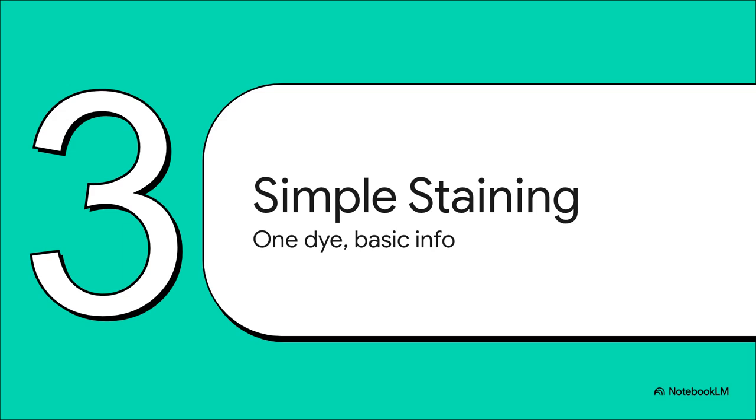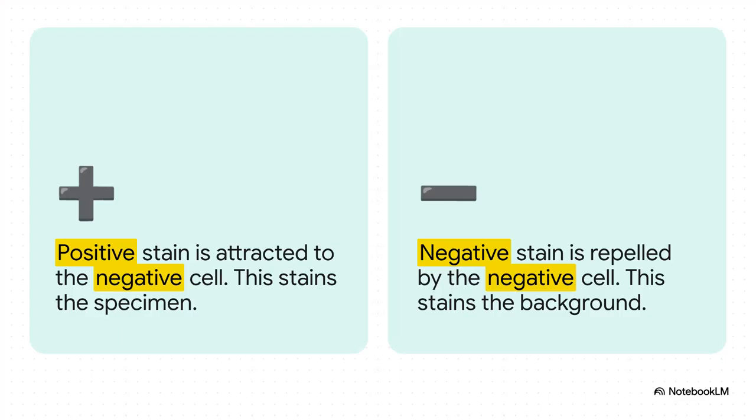Okay, so we know how to make a stain. Now let's look at the simplest way to use one. This is called, well, simple staining. And it's perfect for when you just want a quick look at the basic shape, size, and how the bacteria are arranged. What's cool is that even though you're only using one dye, you can do it in two different ways to get opposite results.